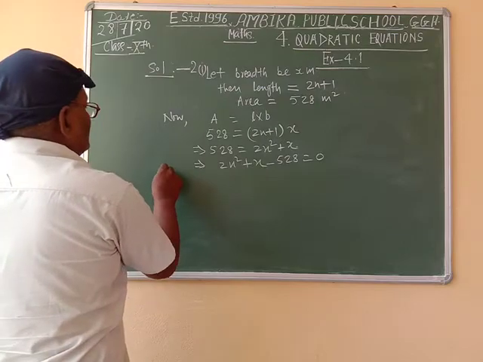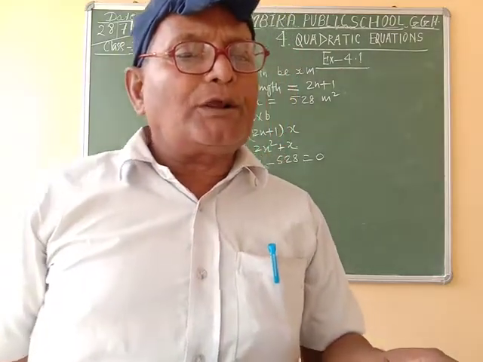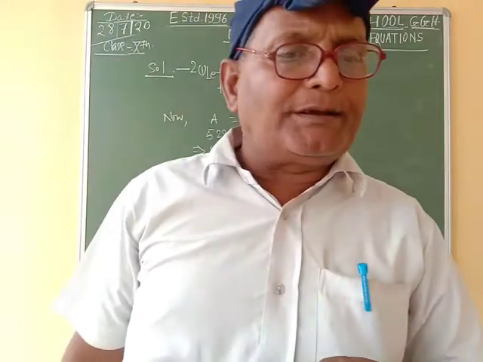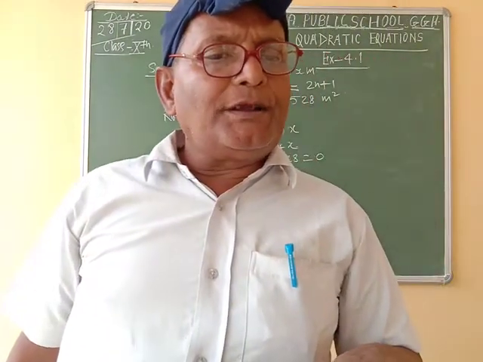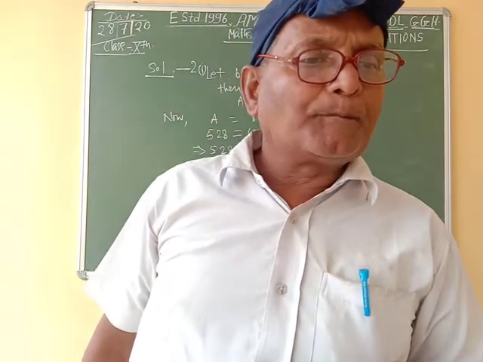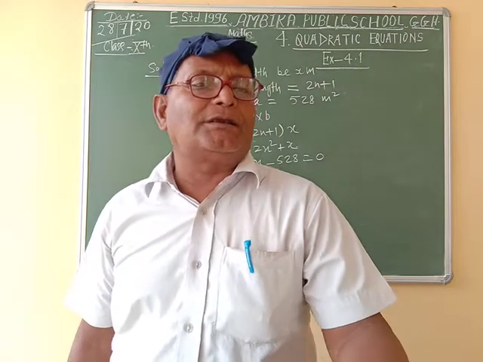In question number 2, the product of two consecutive positive integers is 306. We need to find the integers. Product of two consecutive positive integers.